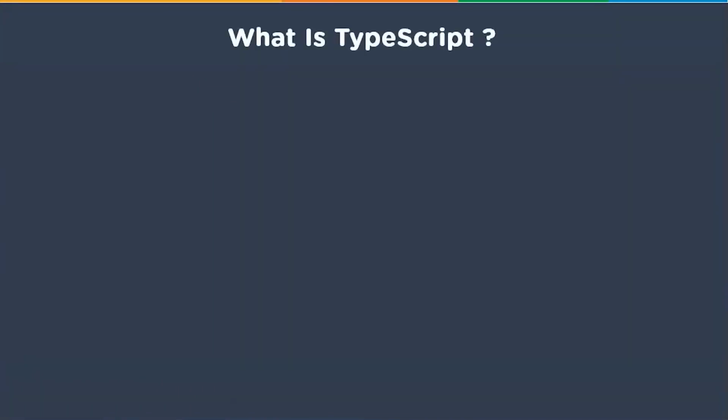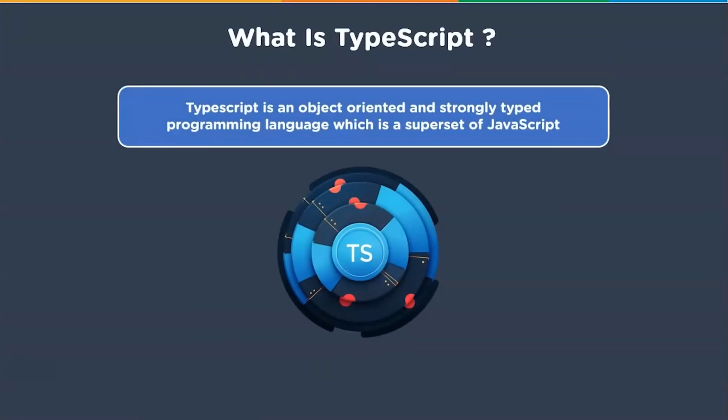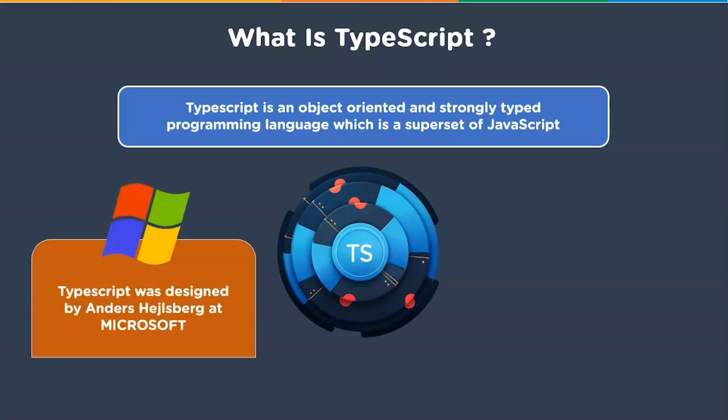What is TypeScript? TypeScript is an object-oriented and strongly typed programming language, which is a superset of JavaScript. TypeScript code is converted to JavaScript, which can be executed anywhere JavaScript is supported, in a browser, Node.js, and any other application. TypeScript was designed by Anders Hejlsberg at Microsoft.